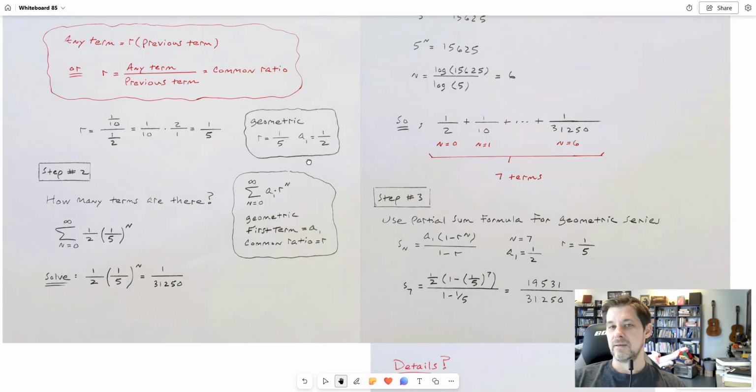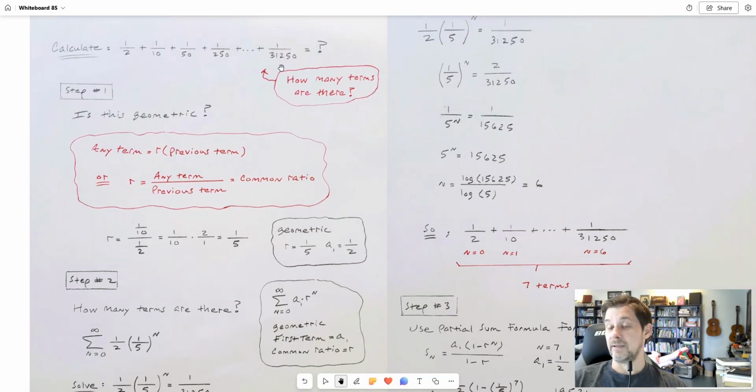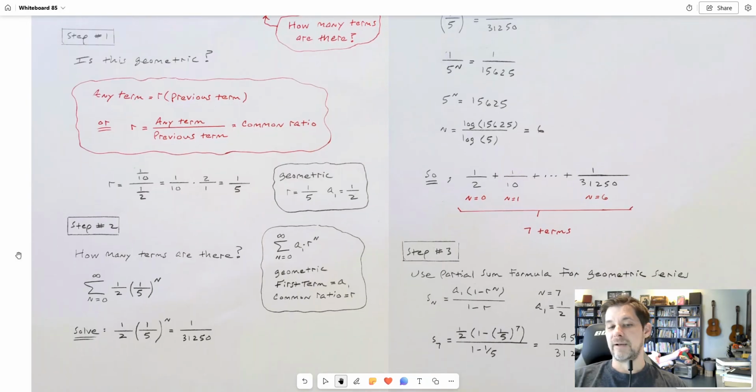But just looking at it, it doesn't tell us. If these dots were filled in and I could see all the terms in the middle, then I would know. So somehow we're going to have to figure out how many terms there are. All right, so I'm not going to skip straight to step 3. I need to go through step 2 of figuring out how many terms there are.